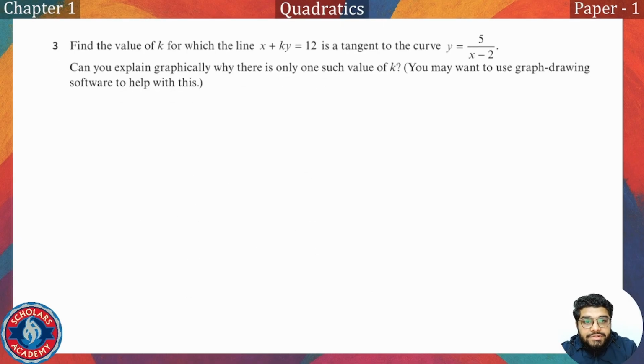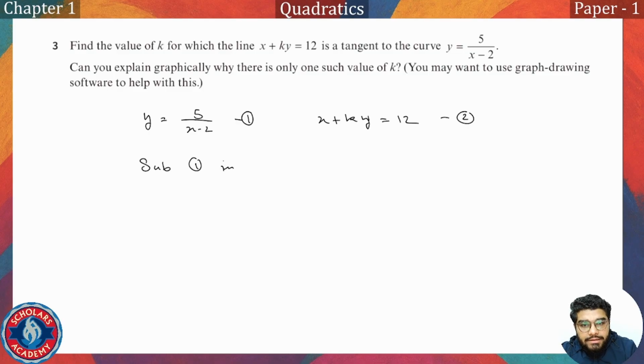Find the value of k for which the line x plus ky is equal to 12 is the tangent to the curve y is equal to 5 by (x minus 2). So the curve is y is equal to 5 by (x minus 2), equation number 1, and the line is x plus ky is equal to 12, equation number 2. So we can substitute the value of y from equation number 1 into equation number 2. So substituting 1 in 2, we get x plus k times 5 by (x minus 2) is equal to 12.